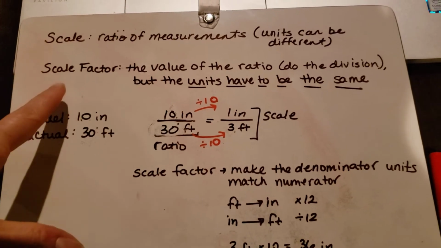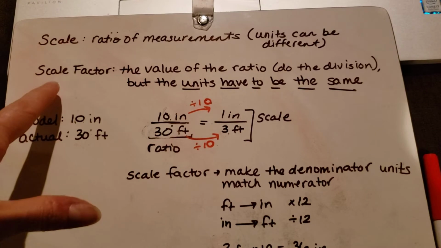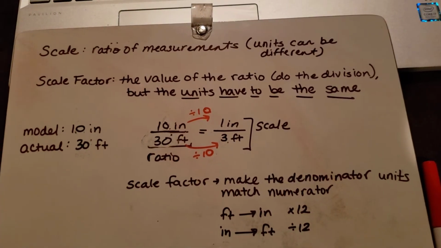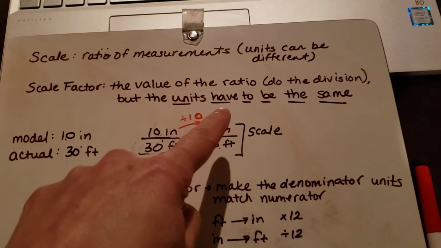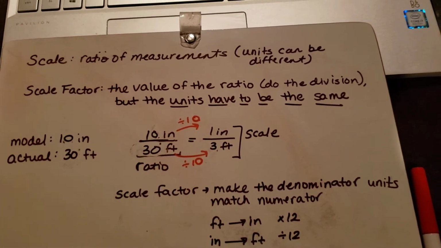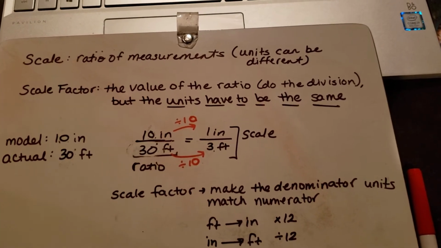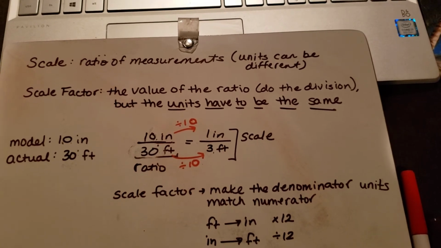When you get to a scale factor, though, it deals with the value of the ratio. It's like we did at the beginning of the chapter, you deal with doing the division. But the big thing is that the units have to be the same. So you have to be doing inches over inches or something like that. And we go with whatever units are in the numerator, whatever the units are for the model.